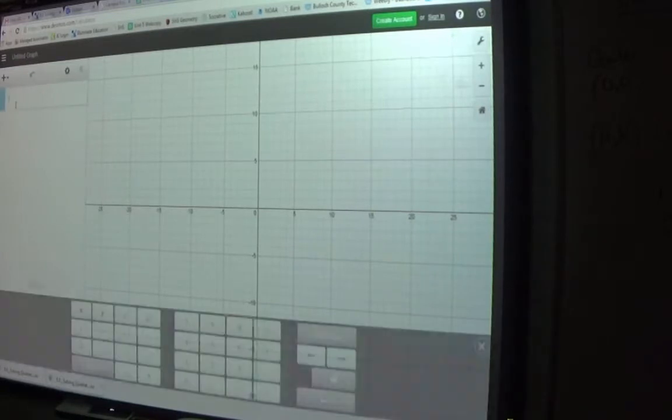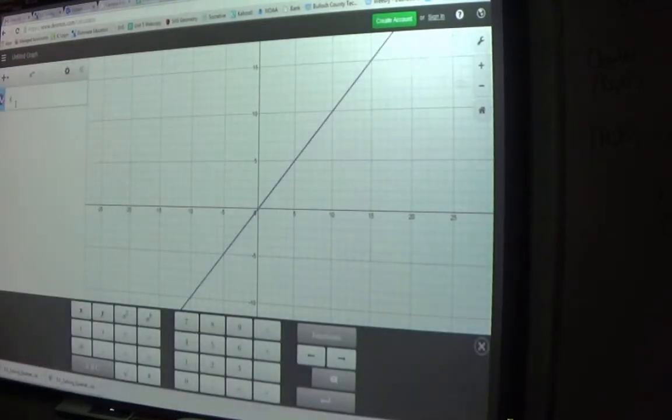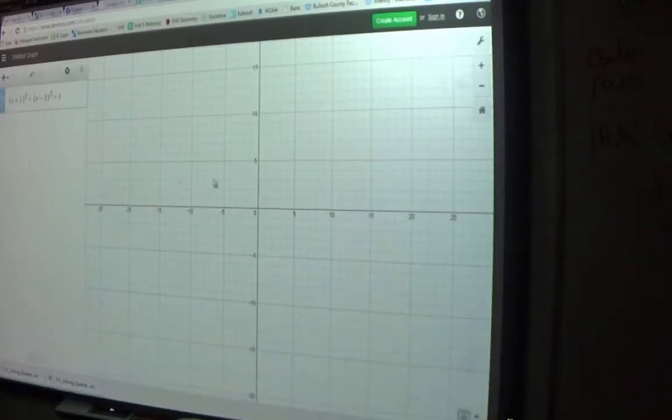There we go. All right, so x, well, let's go ahead and say parentheses, x plus 1, bring it outside the parentheses squared. Plus, always plus in the middle. If it's not plus in the middle, it's no longer a circle. You might want to write that down. Y minus 2 squared, right there, equal to 1. And we're going to turn it off.